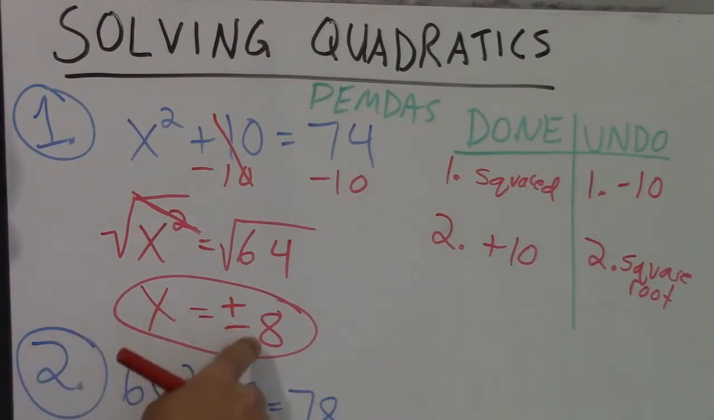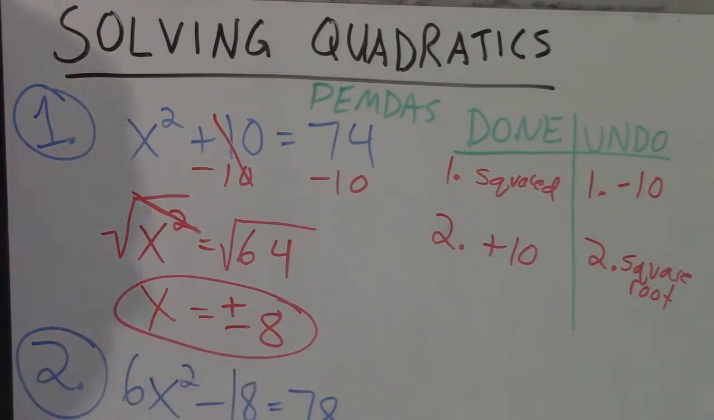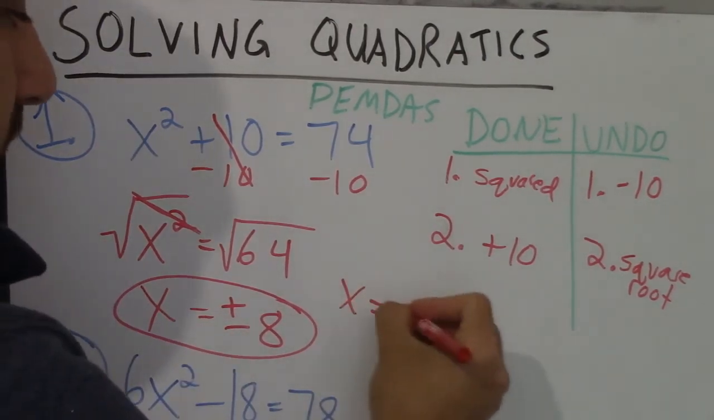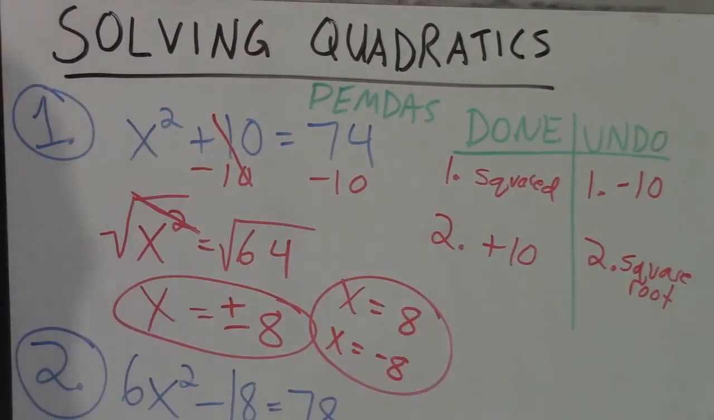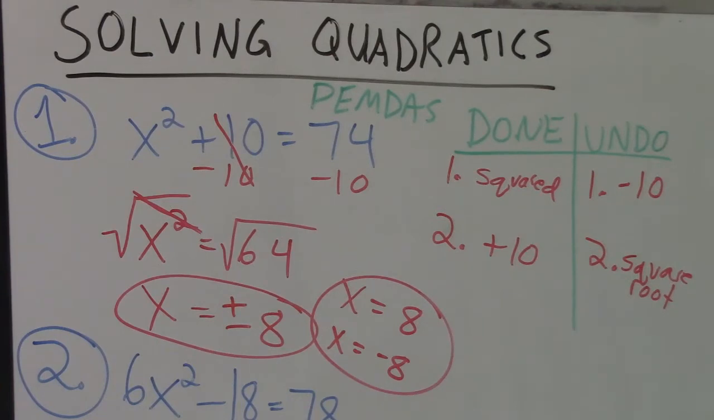You can write your answer like this with the plus or minus sign, or you could write it as two separate answers, x equals 8 and x equals negative 8. This also works. So two solutions.